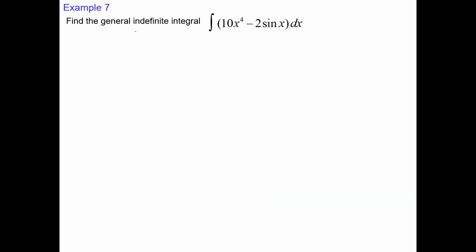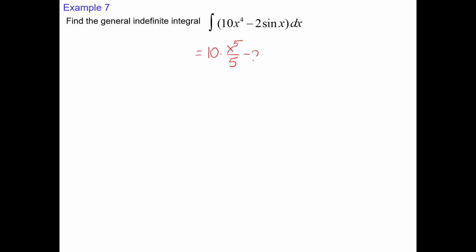Now we can see: find the general indefinite integral. I'm just using the integral notation, the same thing. In order to integrate, we will just find the antiderivative. So we copy 10, and for x to the power of 4 the antiderivative is x to the power of 5 over 5.